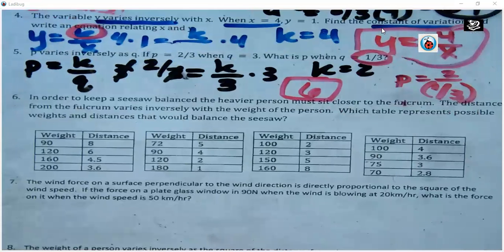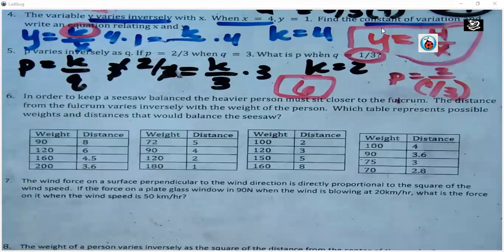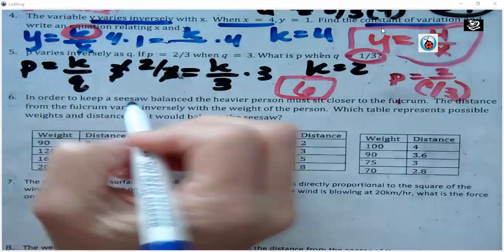In order to keep a seesaw balanced, the heavier person must sit closer to the fulcrum. The distance from the fulcrum varies inversely with the weight of the person. Which table represents possible weights and distances that would balance the seesaw? All right, what's important on this one? Inversely. Varies inversely.